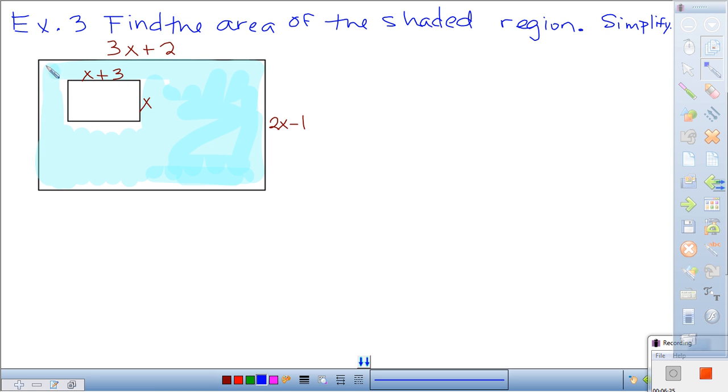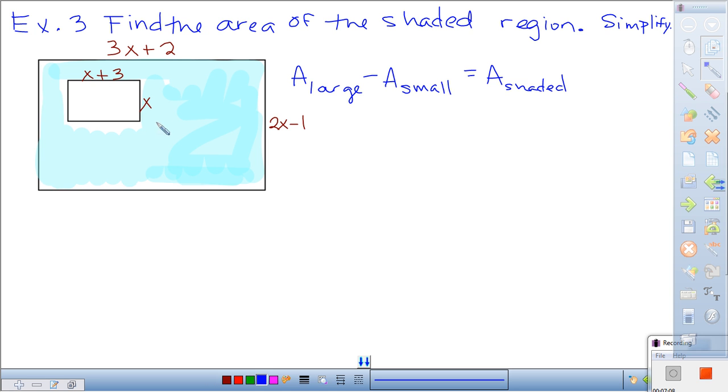So I'm thinking, well, if I found the area of this large rectangle, and then I subtracted out the area of this small rectangle, I'd end up with the area of the shaded region. So that's my plan. I'm going to find the area of the large rectangle, then I'll subtract the area of the small rectangle from that, and that'll leave me with the area of the shaded region.